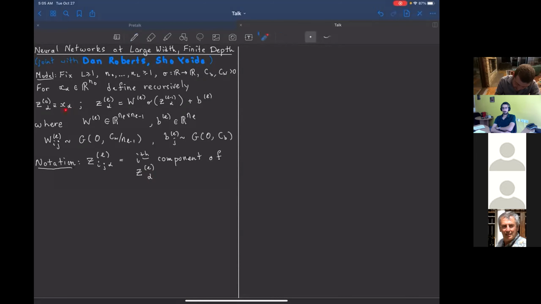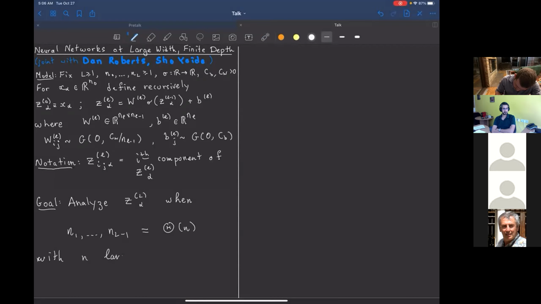So this alpha corresponds to how I call my inputs. I give them Greek letters, and I try to reserve the Roman letters like i and j for the components of these vectors. The superscript L tells me how far along in the time parameter, roughly speaking, I am in my Markov chain. That's the notation I'll use. My goal is to analyze this stochastic process, Z^L alpha, when N_1 up to N_{L-1} are all on the order of some large parameter N, and L is small or large. I'll be interested in both cases.